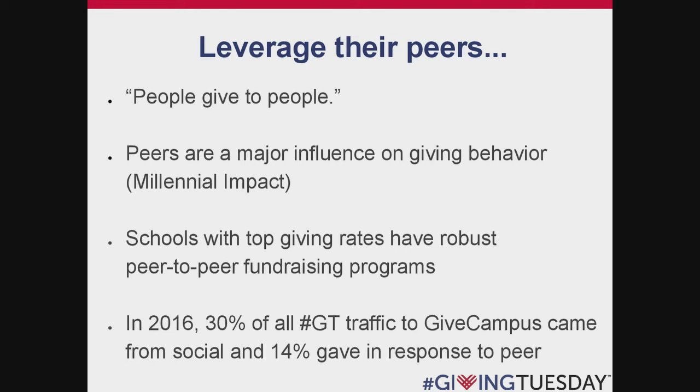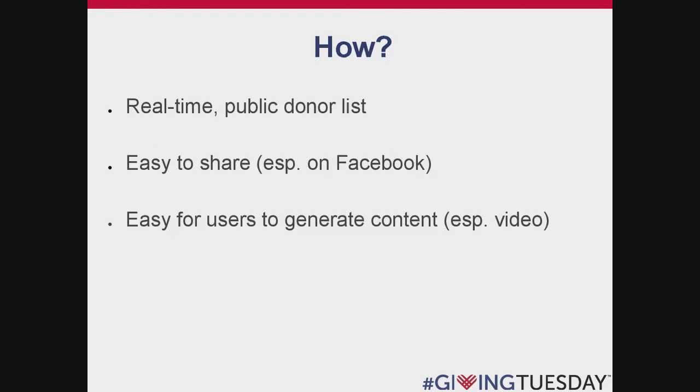Imagine if 14% of your donors are people making gifts thanks to other people sharing with them. How do you accomplish that? Again, you don't necessarily need to have a really robust peer-to-peer fundraising program in place already. If you do, you're in great shape. Three really simple things that I encourage you to look for as you evaluate technology for Giving Tuesday. Number 1, look for a solution that offers a real-time donor list.